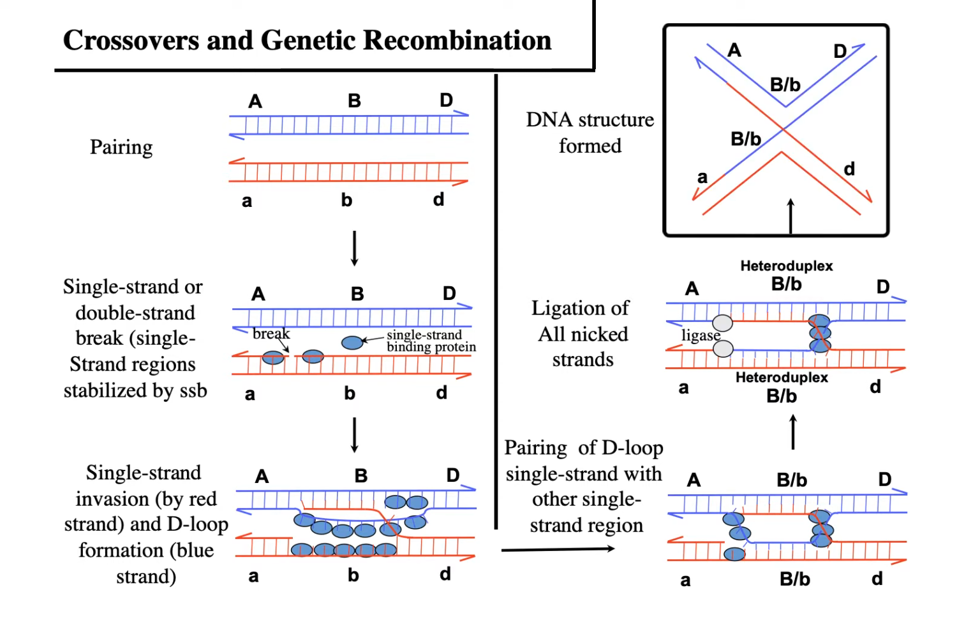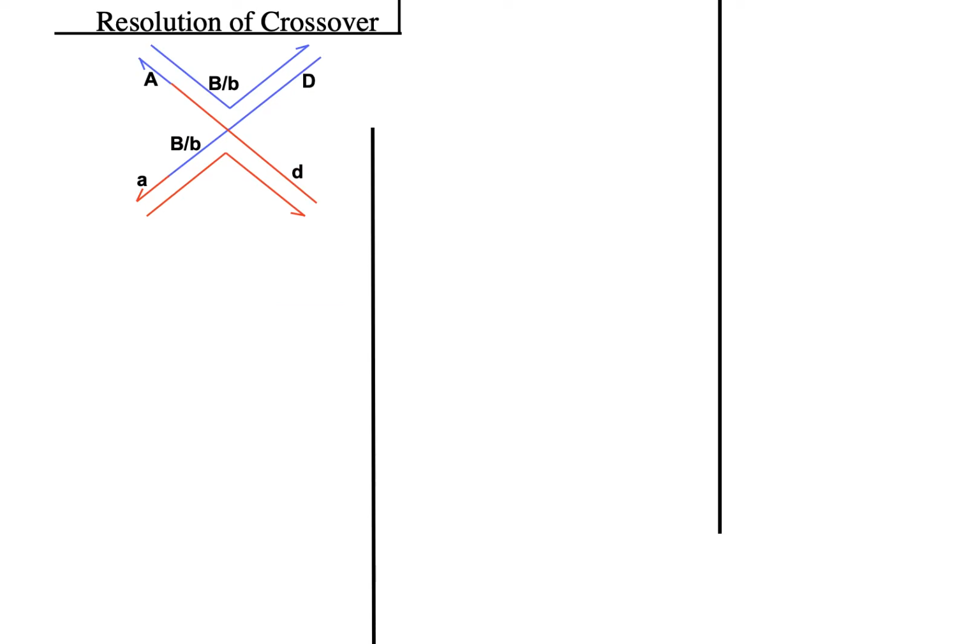So this results in this structure here, where you have the dominant A allele, the dominant D allele on one side of this, and then a heteroduplex region in the middle, and then on the other side you have the recessive allele of A, the recessive allele of D, and then a heteroduplex region in the middle of that part of the molecule. And this can be resolved in two different ways.